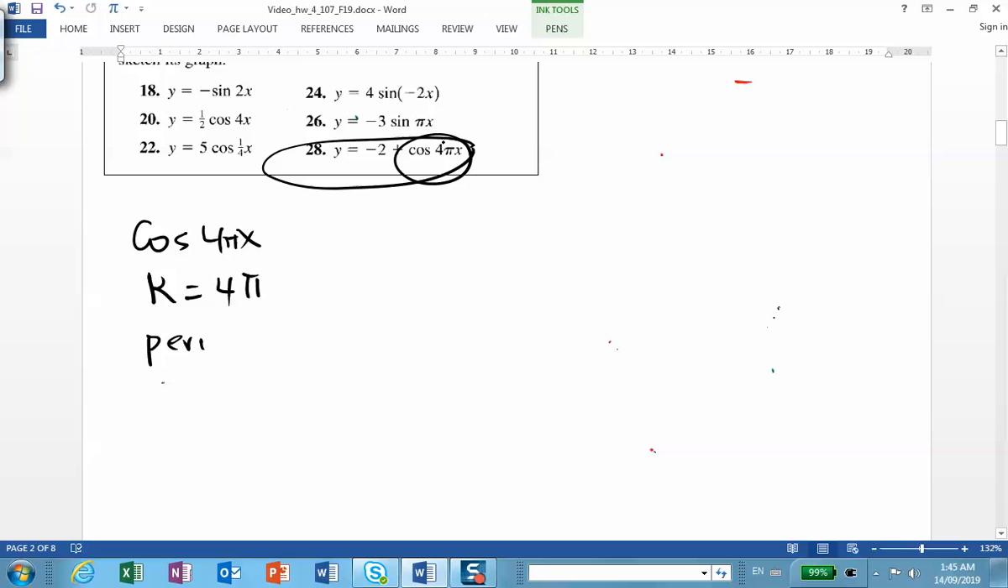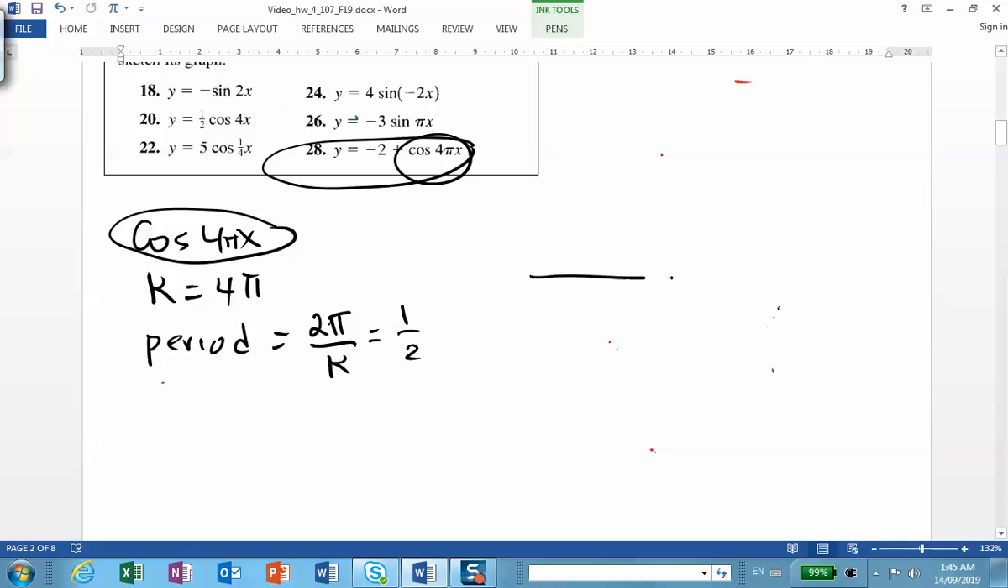So period is equal to 2 pi over k, which is 2 pi over 4 pi, which is 1/2. So the period is 1/2. Okay, so if I was to plot this curve, it would look like this. The period is 1/2, so this is 1/2, this is 1/4. So I have to take one of these cosines and stick it in there.